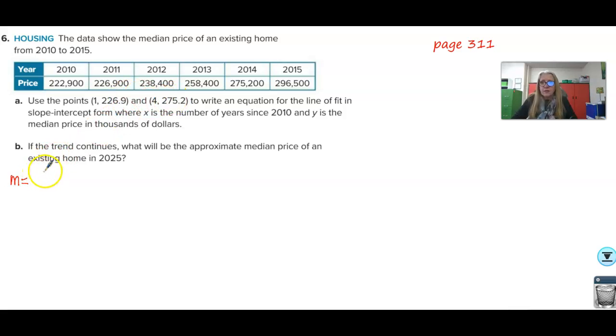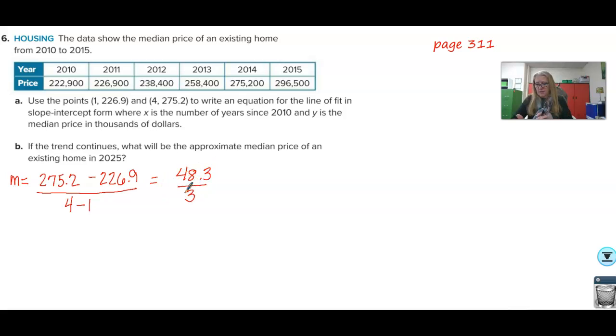All right, I'm going to do second y, 275.2, minus first y, 226.9, over second x, which is 4, minus first x, which is 1. Okay, 275.2 minus 226.9. All right, so that gives us 48.3 over 3. And let's go ahead and write that as a whole number, 16.1. So our slope is 16.1.